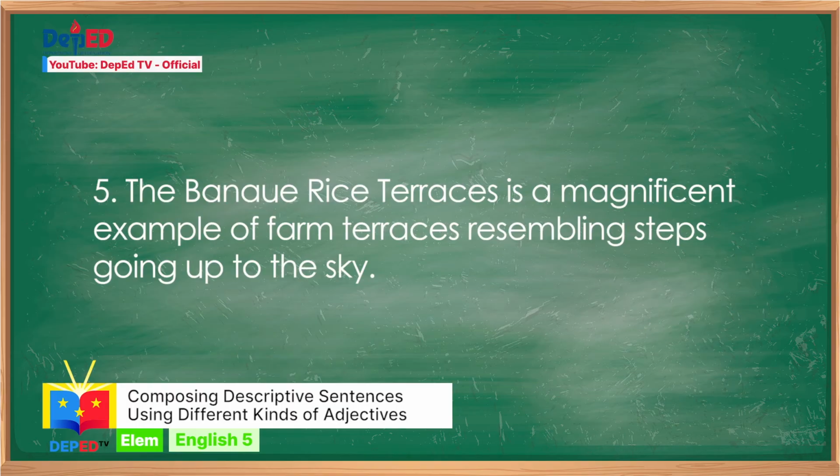Number 5, the Banaue rice terraces is a magnificent example of farm terraces resembling steps going up to the sky. What type of adjective is magnificent? The adjective magnificent is part of the predicate in the sentence, placed after the be verb is. If predicate adjective is your answer, you got it right.